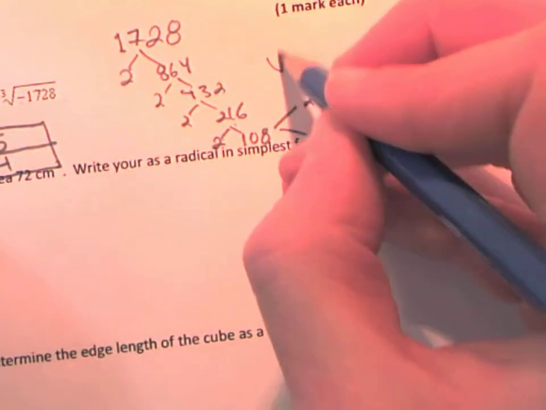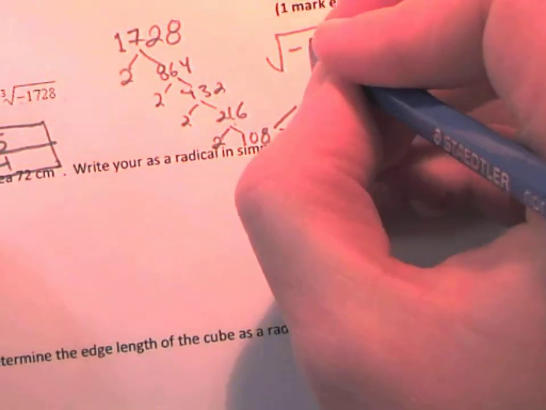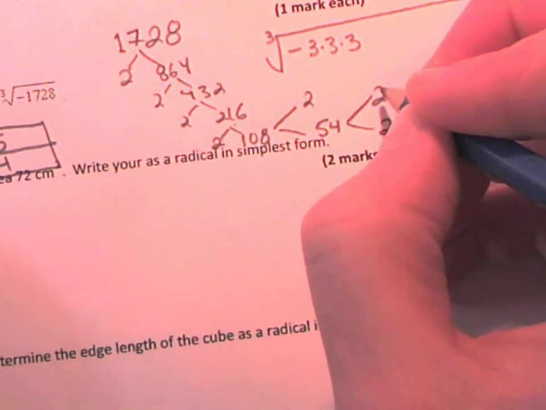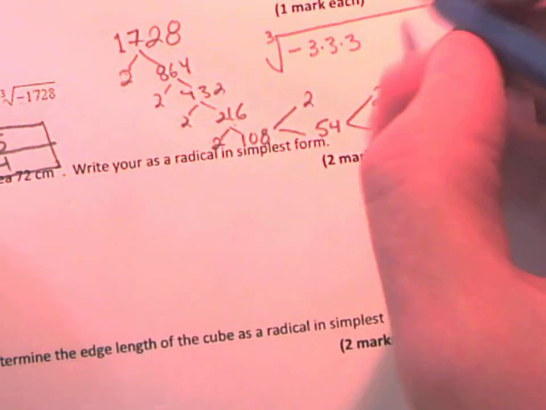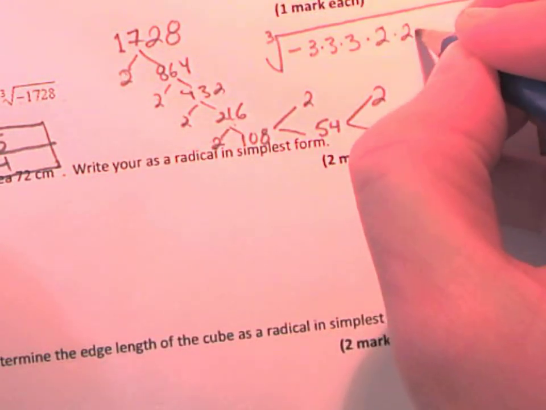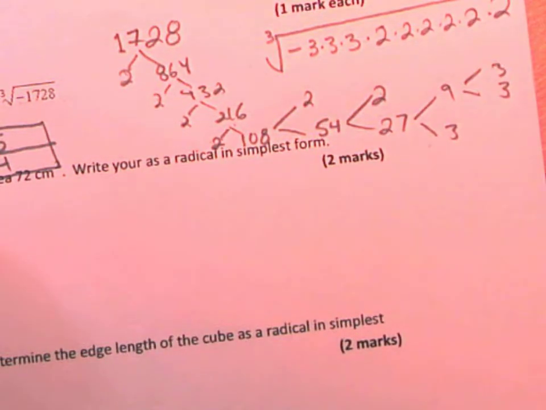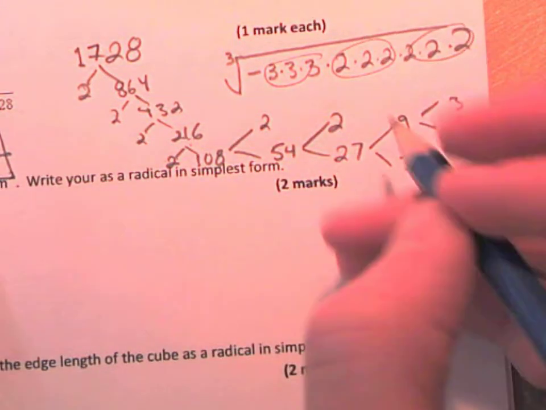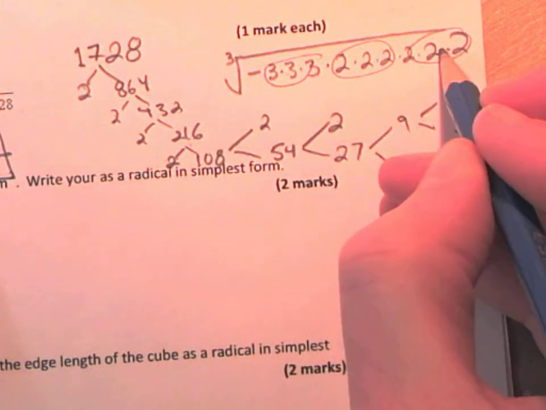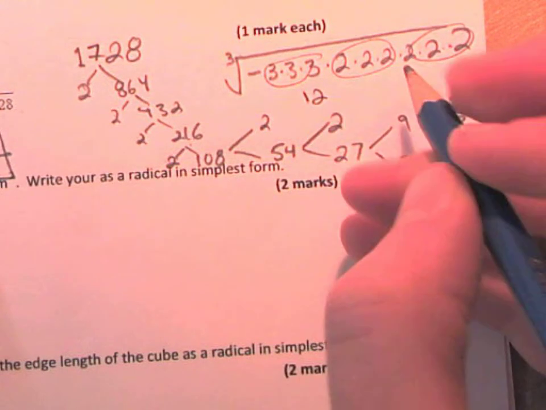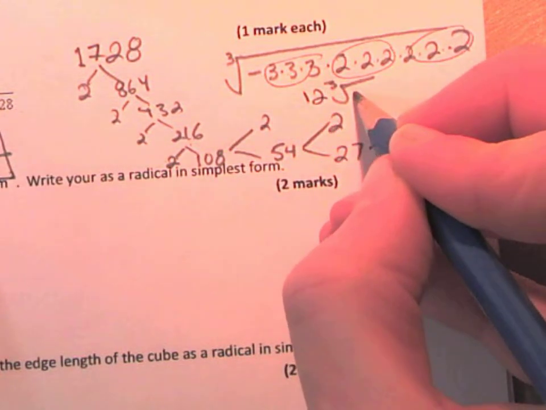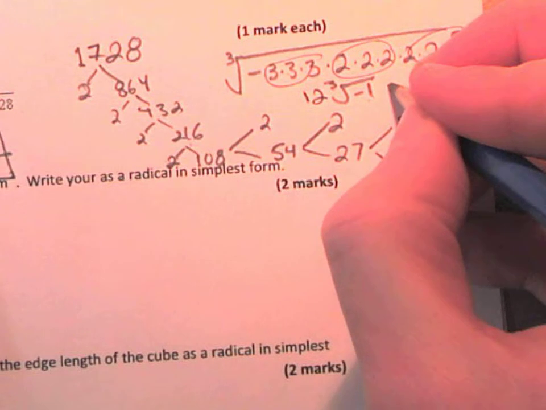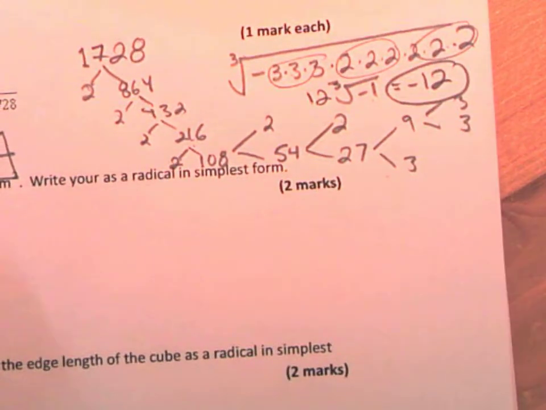So overall, this can be written as negative 3 times 3 times 3, index 3. 1, 2, 3, 4, 5, 6 2s. Alright, so I can group by 3, so I can take those 3 and those 3 out. So 3 times 2 times 2 is 12. Cube root of negative 1 left over. What times what times what gives you negative 1? Well, it's just negative 1. So it's going to be negative 12 in the end.